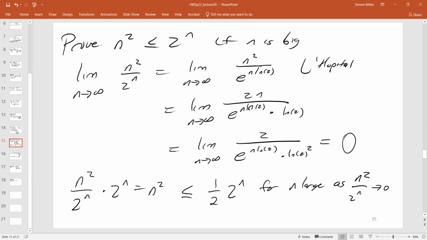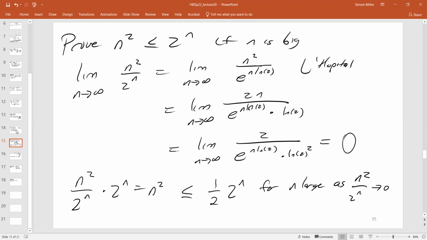We want to show that n squared is less than or equal to 2 to the n if n is big. One thing is we can look at n squared over 2 to the n, and basically use L'Hopital's rule. You know you've made it if you are a verb. If we do L'Hopital once, we get 2n over e to the n log 2 times log 2. Do it again, we get 2 over e to the n log 2 times log 2 squared. We no longer have infinity over infinity. We can't do L'Hopital anymore. We see that this is 0.